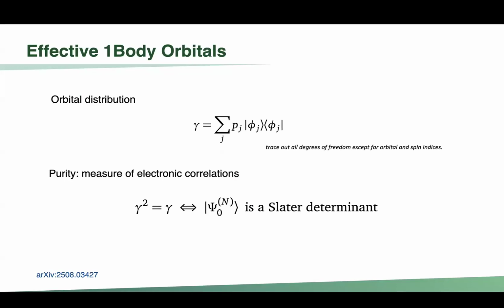Moreover, if you play around with the possibilities of the one-body reduced density matrix, you can get the orbital distribution by tracing over all the degrees of freedom. And we can also have a purity measure, because if the square of the density matrix is equal to the density matrix, we have a Slater determinant. And I want to mention that whenever we remove correlations, we get the results that we would get with the Bloch wave function.